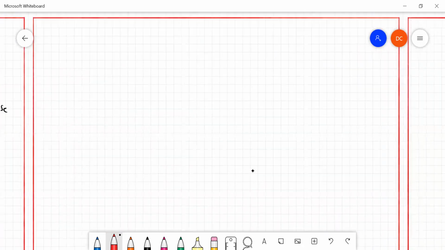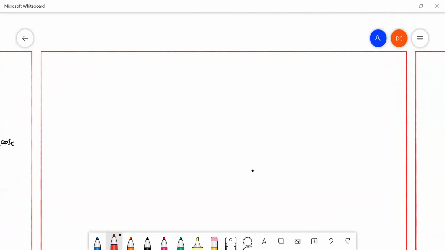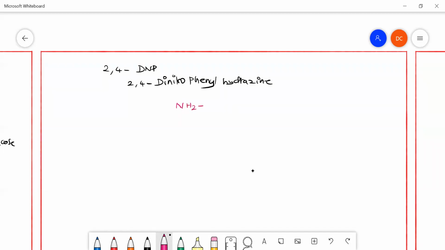So what do you mean by the 2,4 DNP test? We heard about that. I think we completed it in the aldehyde ketone chapter also. 2,4 DNP is nothing but 2,4 dinitrophenylhydrazine. What do you mean by hydrazine? What is the structure of hydrazine? NH2, NH2. That is the structure of hydrazine.